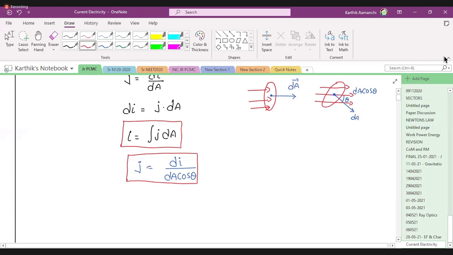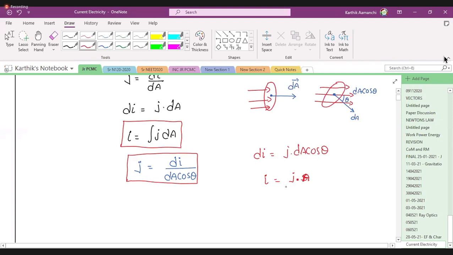So if somebody asks you, what is your current? Is it a vector quantity or is it a scalar quantity? You will not use your formula Q by T. You will say, see, your current density is a vector quantity. The current density direction is in the direction of current. So in the direction of current, I will be taking your area normal vector. When I take your area normal vector, from this my dI will become J dA cos theta, right? Or I is nothing but J dot A, isn't it?